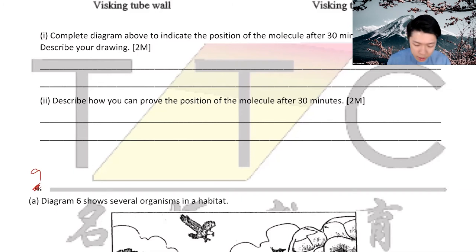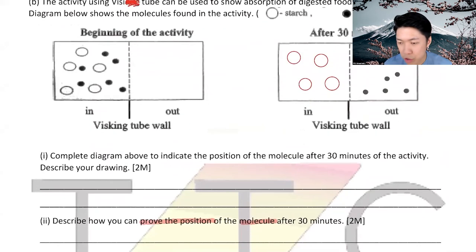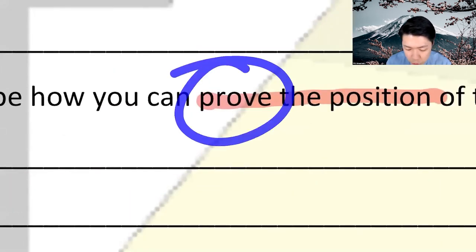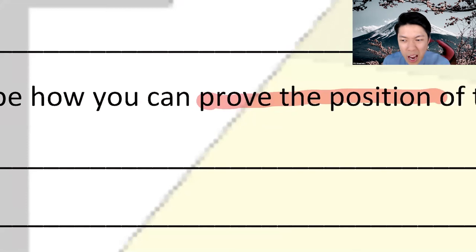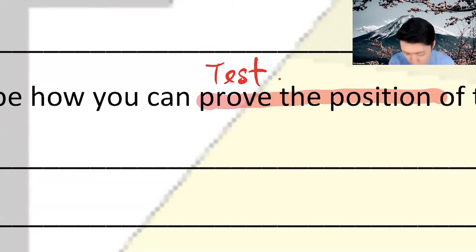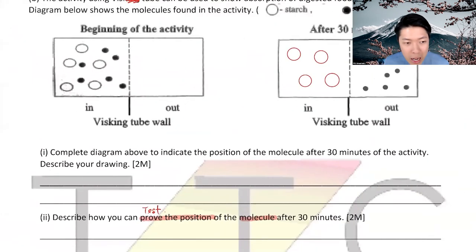All right, number 2: describe how you can prove the position of the molecule after 30 minutes. What? Prove the position of the molecule? Oh wow, this is tricky. Do you know what the question is asking for? When we say proof, do you see this word? What does that mean? Proof means you need to carry out some tests to give evidence, isn't it? And this is food. We are talking about food tests, ladies and gentlemen.